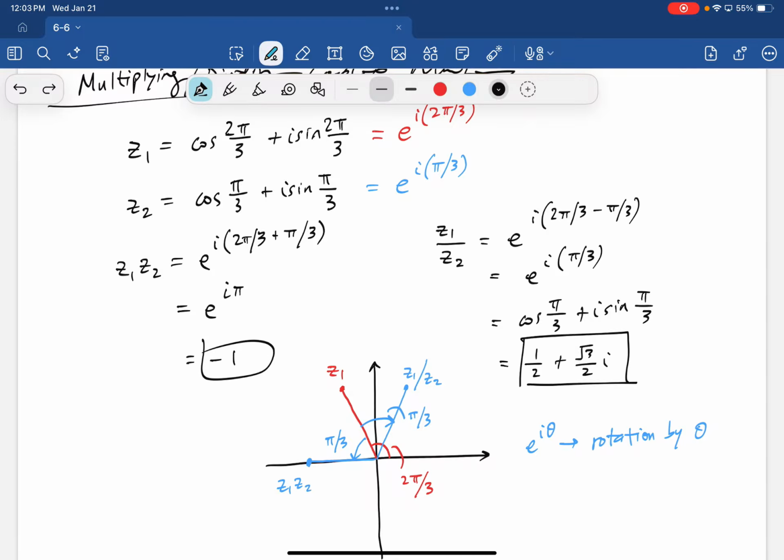Any questions? Please do question 3, and then we'll go on to DeMoivre's theorem.